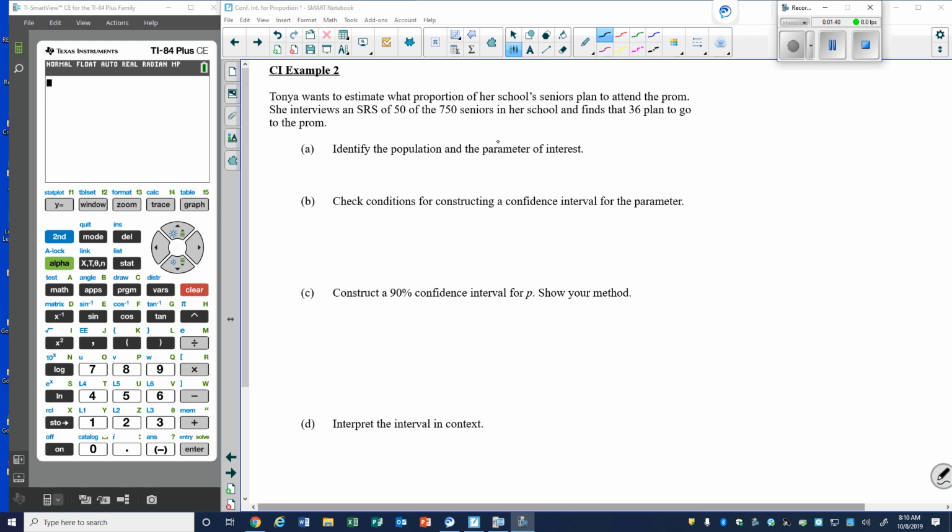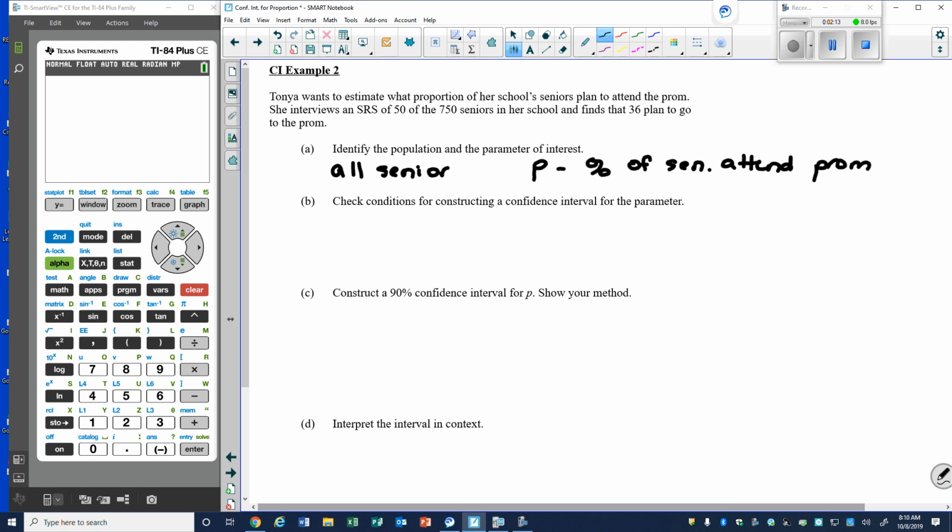So what we're interested in is the population, which is all of the seniors at the school. And our parameter of interest is p. We want to know the percent of those seniors that are planning to attend the prom. Now, it is probably not feasible for us to go talk to all 750 seniors to make that calculation. So she took this sample of 50 so that she can try to get an estimate of what that true percentage is.